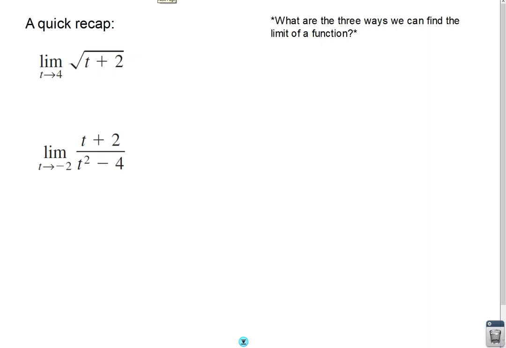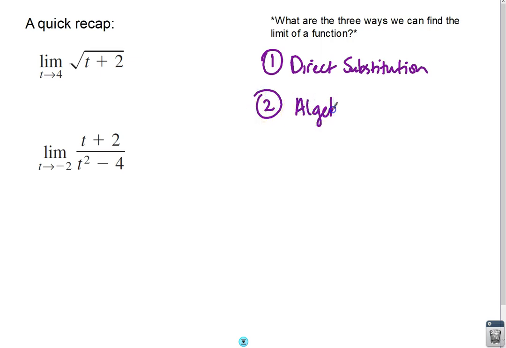What were the three ways we can find the limit of a function? I know it's been a good while since we've done this, but those three ways were, number one, we could do direct substitution. We could solve them algebraically. And then the third way, which we don't use very often, is that we could do them numerically using a table, where you get points that are infinitely closer to the number that you're looking at. It takes a while, not so fun, but it is what it is.